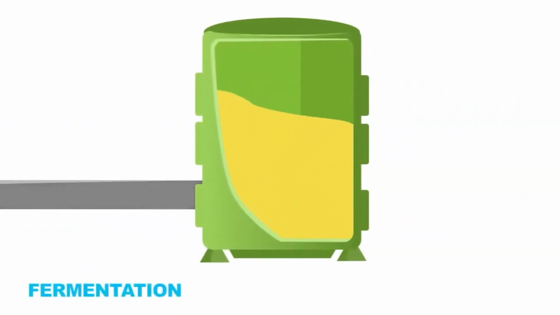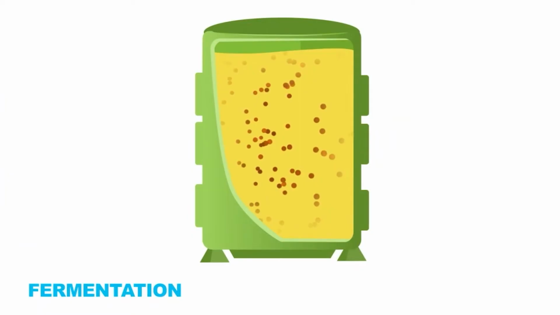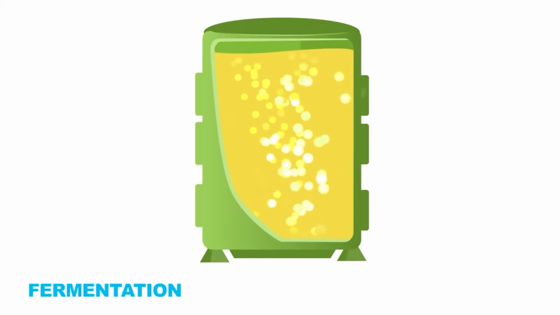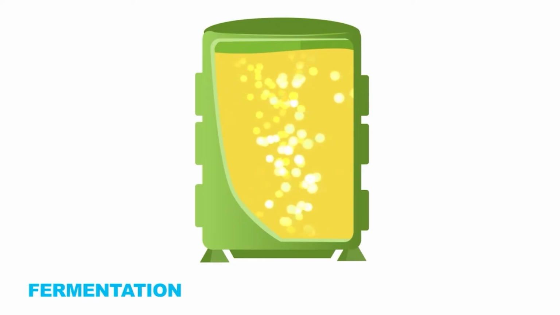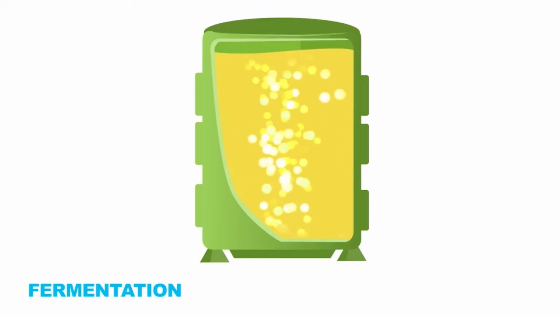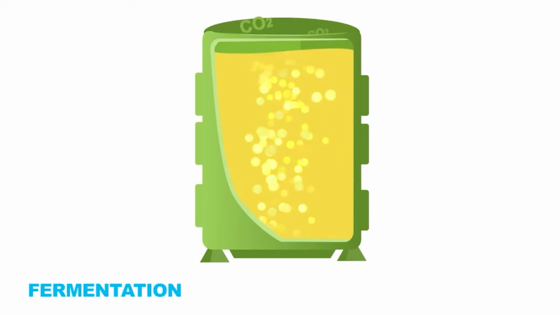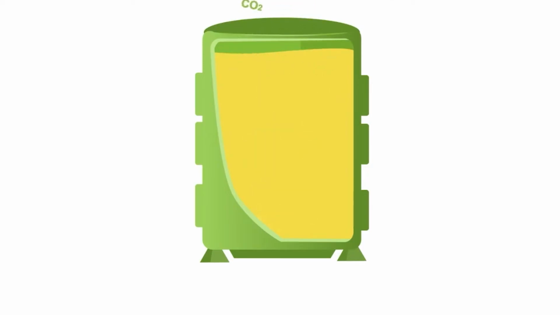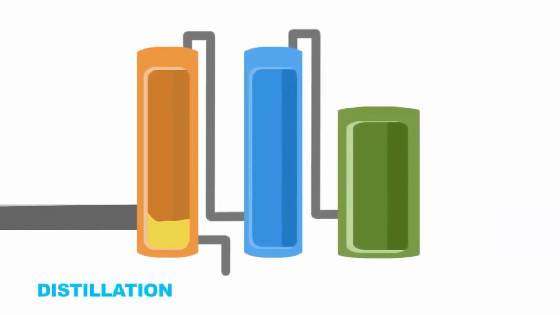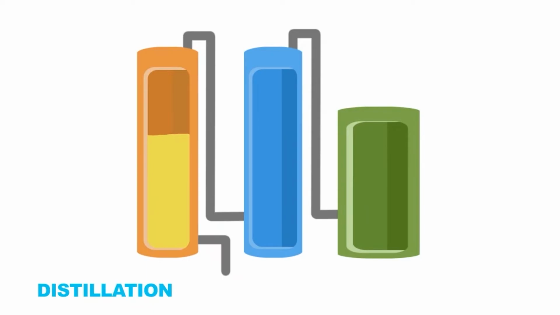Another enzyme is added to further break down the sugars into the simple sugar dextrose. Yeast is added. The yeast consume or eat the dextrose. Fermentation lasts between 40 and 80 hours, and as they do their job, yeast release carbon dioxide and convert the sugars into ethanol. Once fermentation is complete, the resulting mixture is called beer and is about 17 to 18% ethanol by volume. The beer is pumped to the distillation towers to begin the process of separating the pure ethanol from the other liquids and solids.